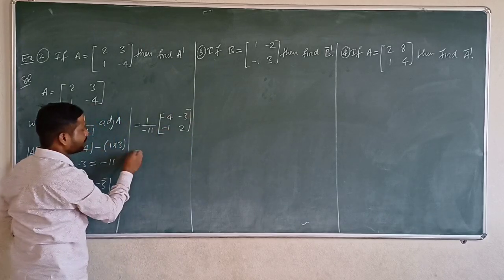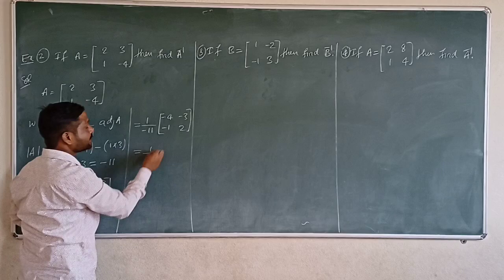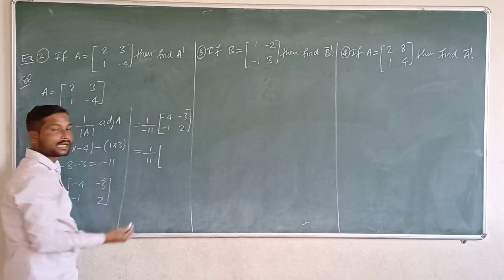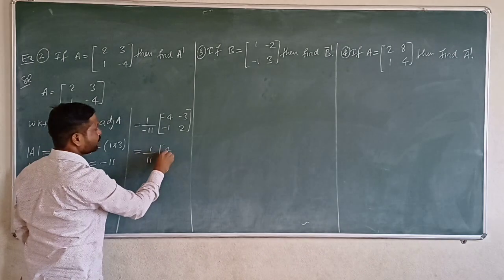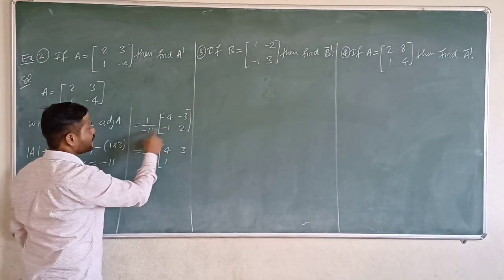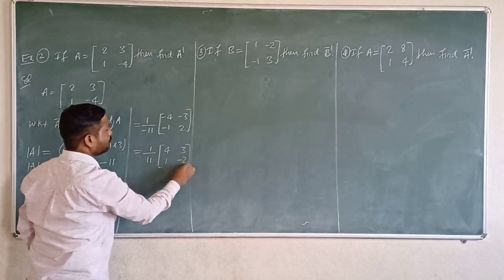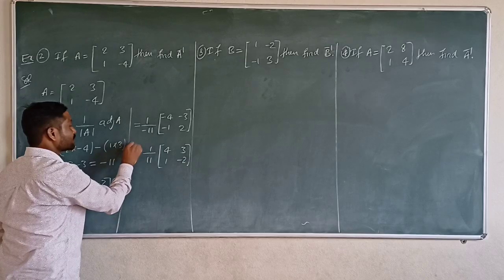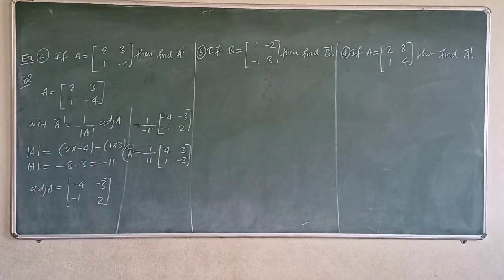Got it? Now simplify this one. Keep 1 by 11 as it is, and multiply the negative sign: minus into minus is plus 4, minus into minus is plus 3, minus into minus is plus 1, minus into plus is minus 2. Now which answer is this? This is A inverse, right?